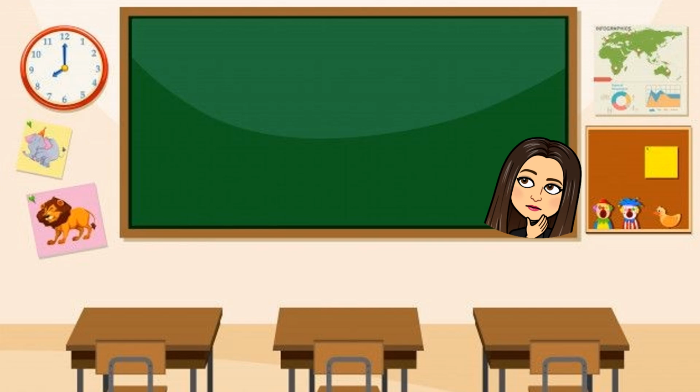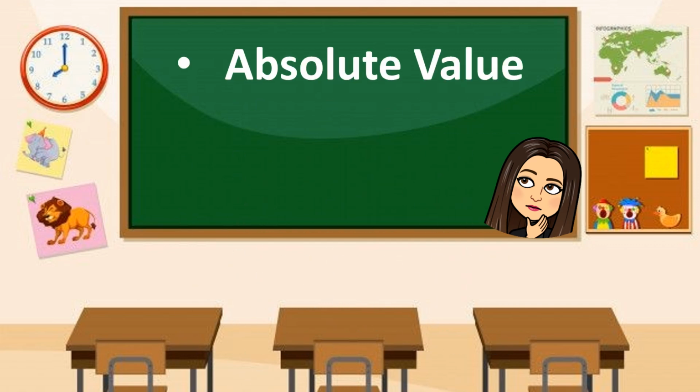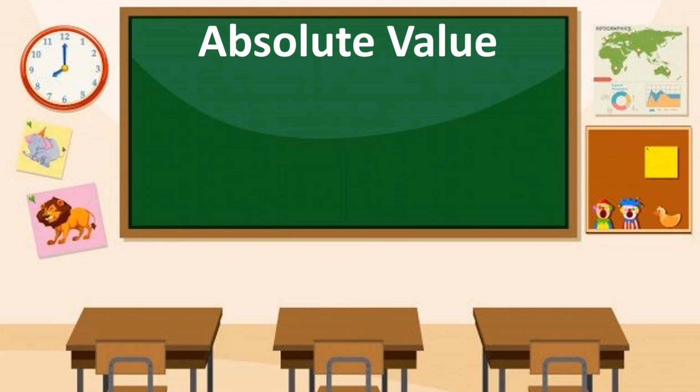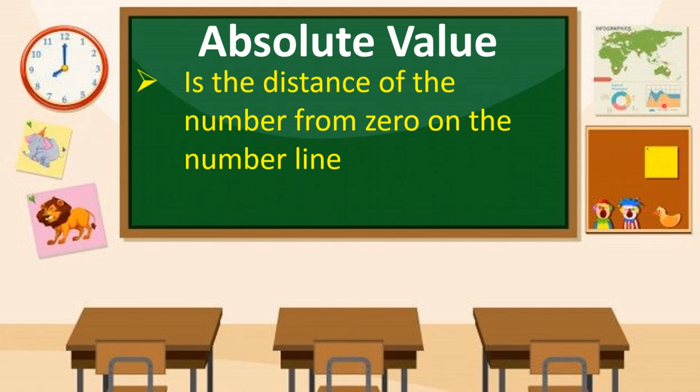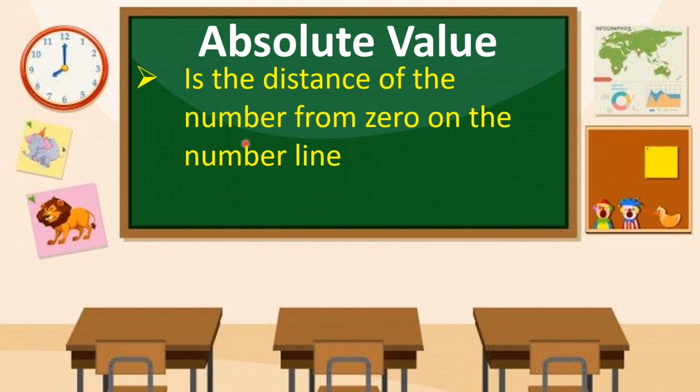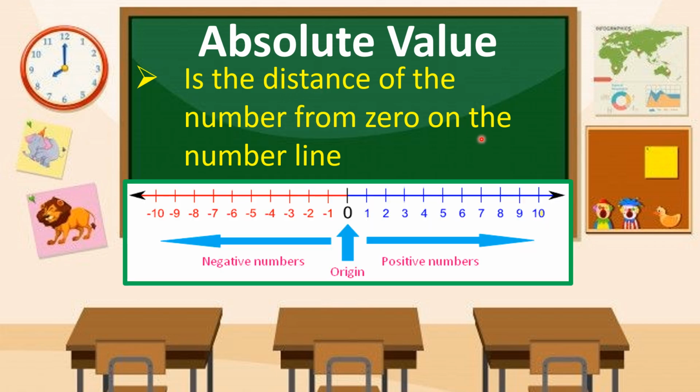Okay, so good day. In this video, you will be familiarized with the terms absolute value and integers. So what is an absolute value? An absolute value refers to the distance of the number from zero on the number line. So we simply get the distance. Yung distansya ng isang number na nagsimula kay 0 on a given number line.